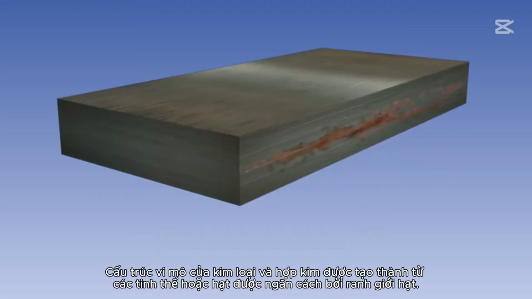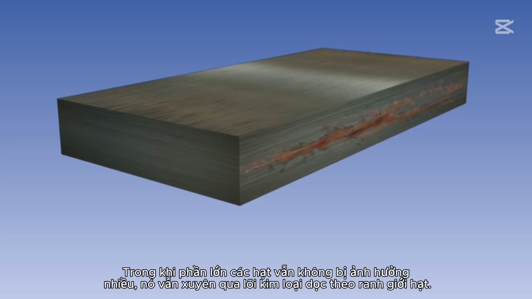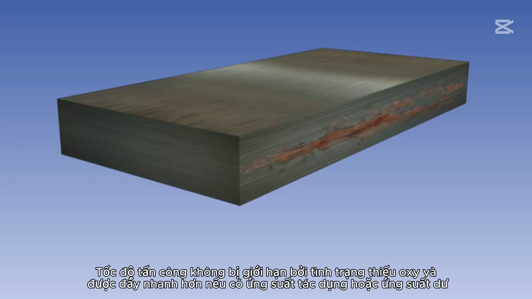The microstructure of metals and alloys is made up of crystals or grains, separated by grain boundaries. Intergranular or intercrystalline corrosion is a localized attack along the grain boundaries, or immediately adjacent to grain boundaries, while the bulk of the grains remain largely unaffected. It penetrates the core of the metal along the grain boundaries. The rate of attack is not limited by the lack of oxygen and is accelerated if applied or residual stresses are present.